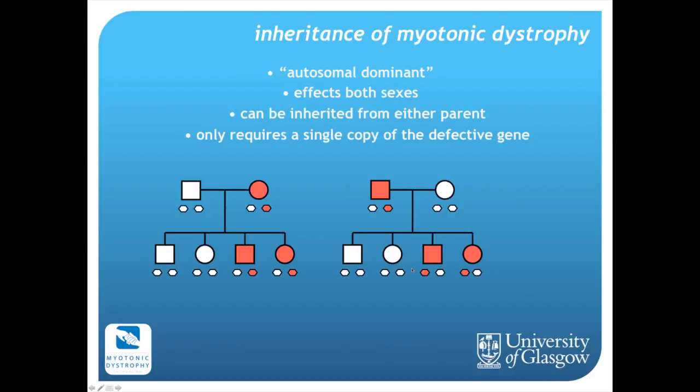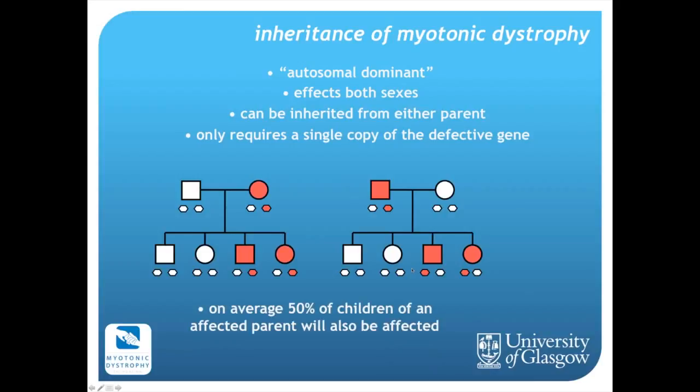And that will happen, all of those things will happen in a 50% ratio. So on average, 50% of the children of an affected parent will also be affected. However, it's important to remember that's just an average. It doesn't mean that if a couple have 4 children, 2 of them will definitely be unaffected and 2 of them will be affected. It's an average across multiple families.